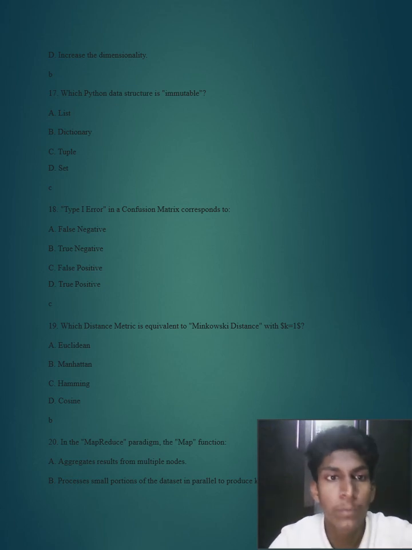Question number 17. Which Python data structure is immutable? List, dictionary, set, tuple. So the correct option is tuple. Tuple is immutable.